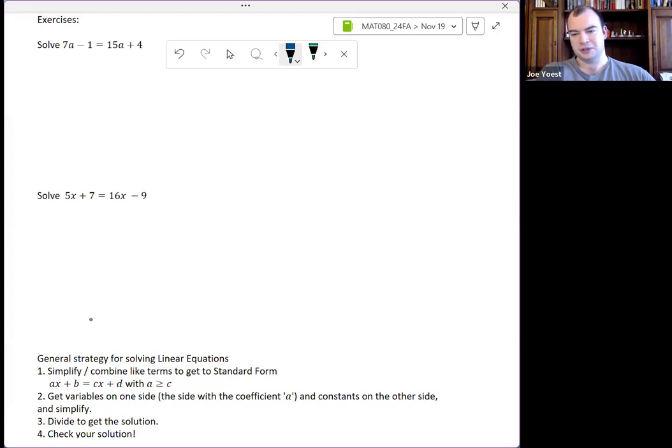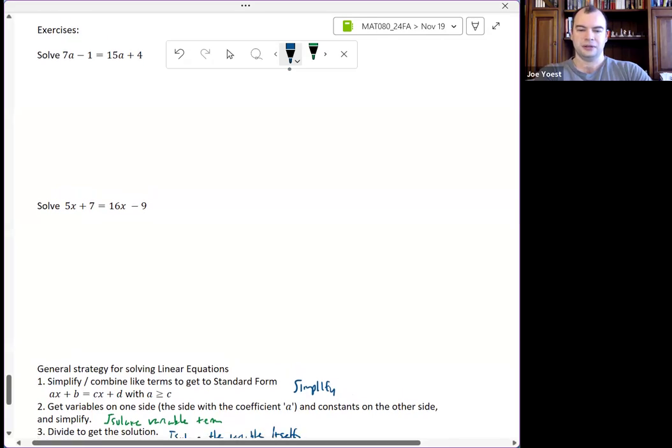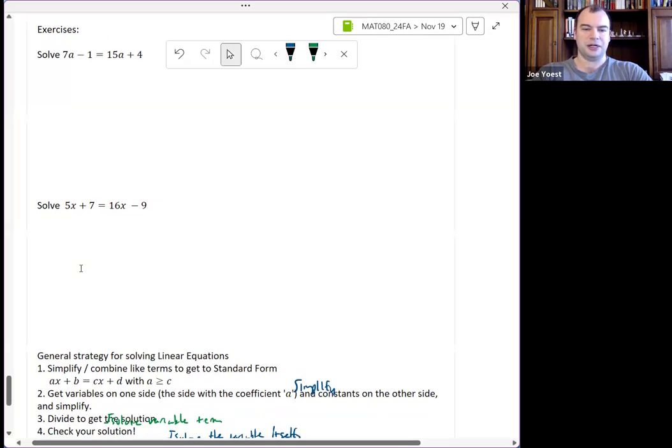So we have simplify. We have isolate the variable term. And then we have isolate the variable itself. And then, of course, check at the end.